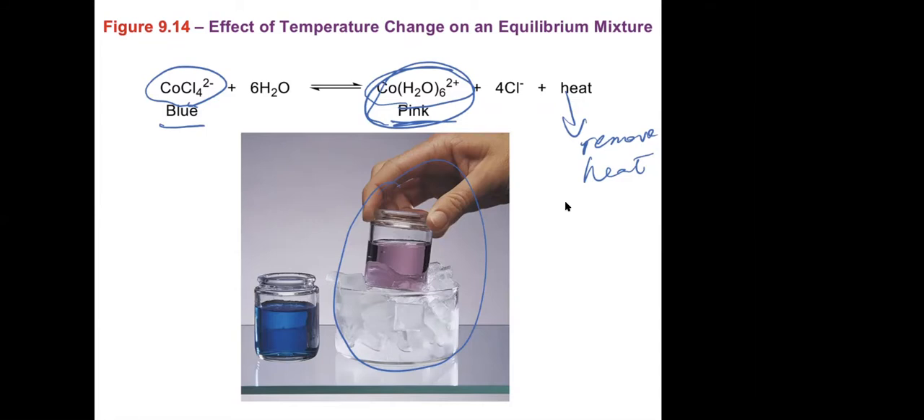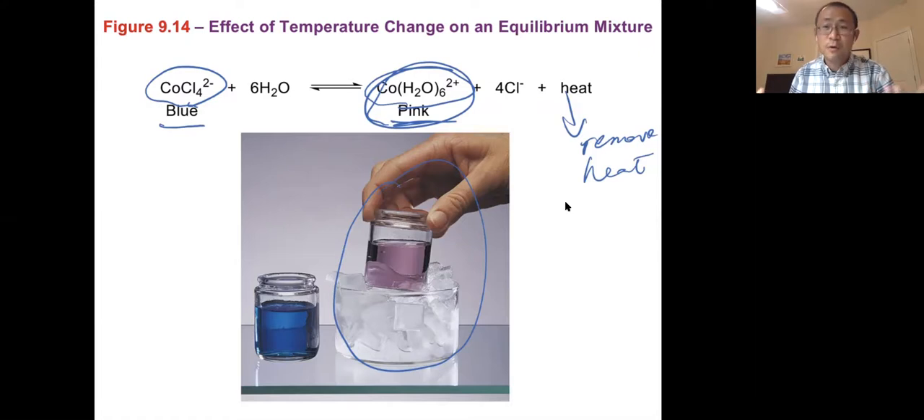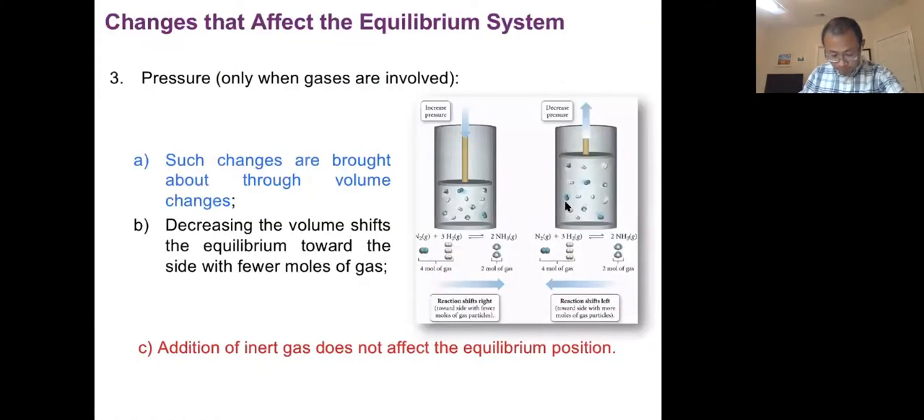Okay, and of course, the solution will show as pink. That's why we do the experiment, to prove that when you put in the ice, you will see pink. Then this gives us Le Chatelier's principle. Next is changing the pressure.